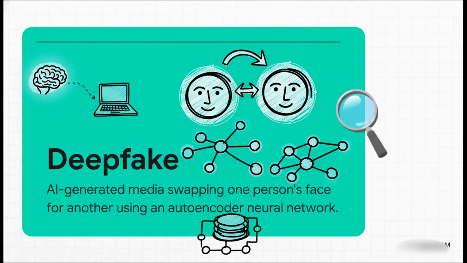So here's the real definition. A true deepfake is very specific. At its core, it's media that uses AI to replace one person's likeness with another's. And the engine that makes it all happen is a special kind of neural network called an autoencoder. That right there, that's the secret ingredient. That's what makes it a deepfake and not just some other fancy video edit.